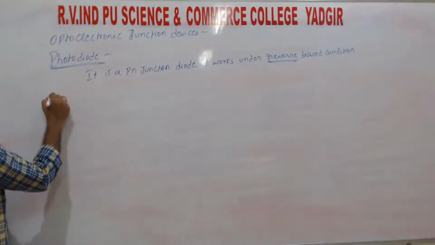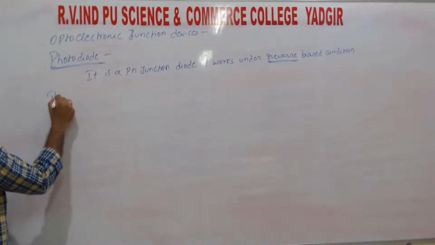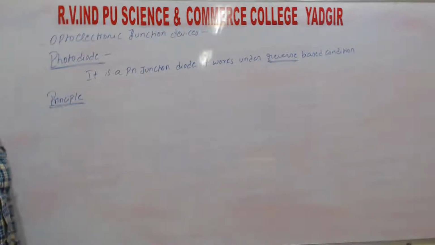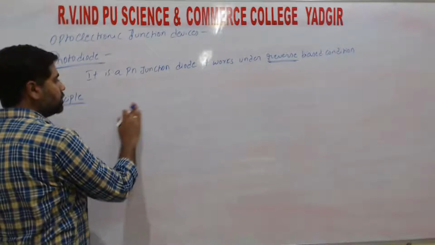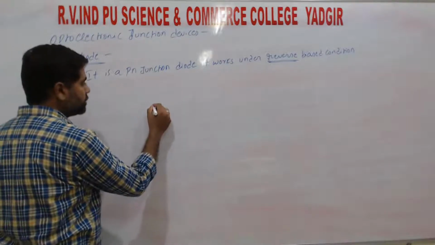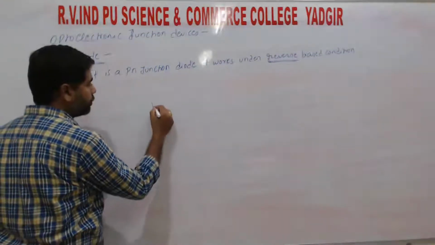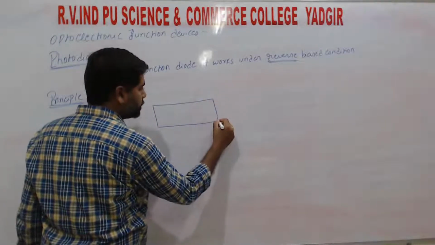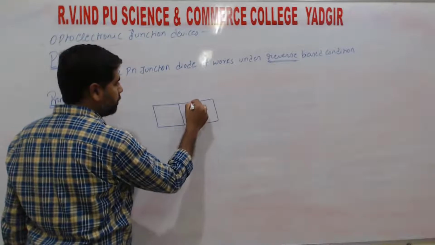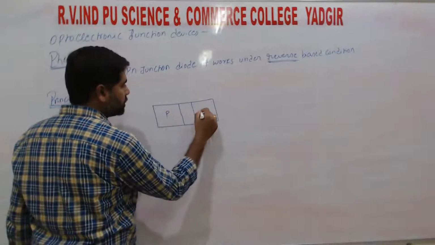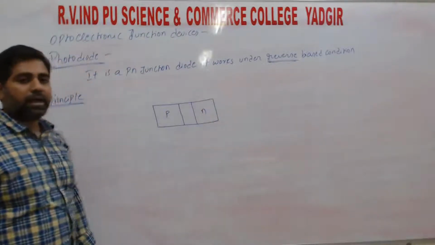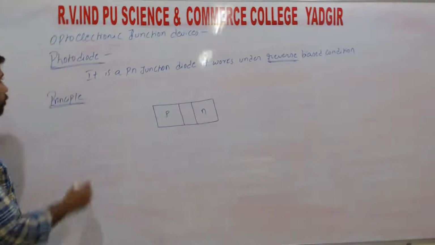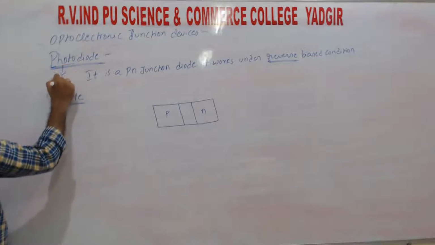Next is the principle of the photodiode, or we say the working of the photodiode, right? It is a PN junction. First we will write the PN junction. This one is the P region and this one is the N region, right? Now, it is a photo. Photo is nothing but light.